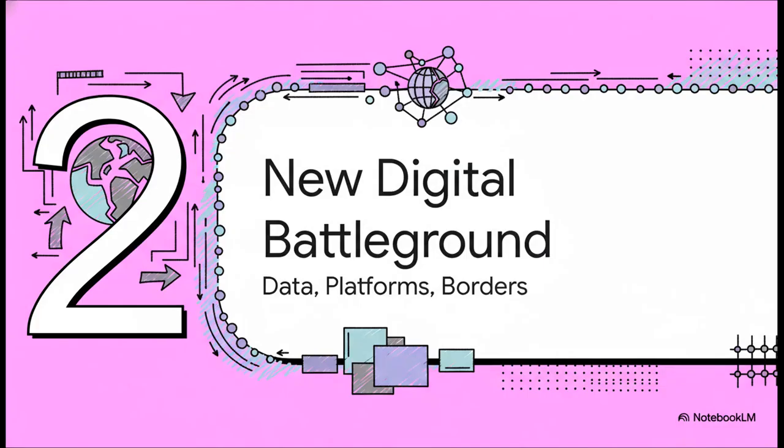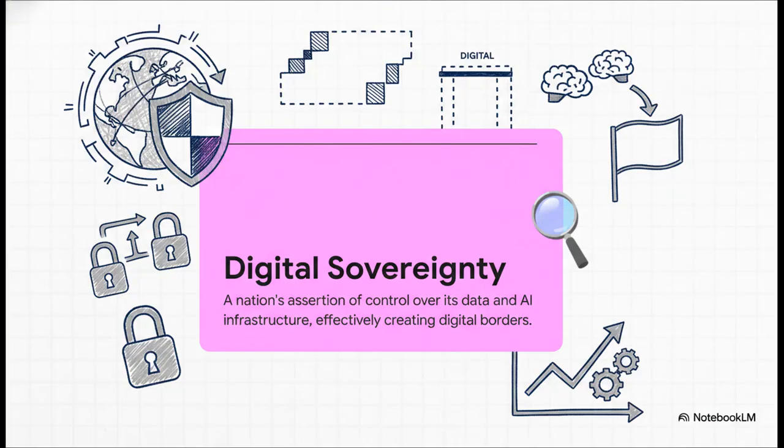So what's replaced those old physical battlegrounds? Well, that brings us right to the new digital battleground. Three big forces are rewriting all the rules: the power of data, the dominance of platforms, and, you guessed it, the rise of digital borders. The most critical concept to get your head around here is digital sovereignty. And the best way to think of it is like this. Just like countries have physical borders with customs agents, they're now building digital borders with digital customs. They're taking control over their data, their AI, their entire digital infrastructure, all to serve their own national interests.